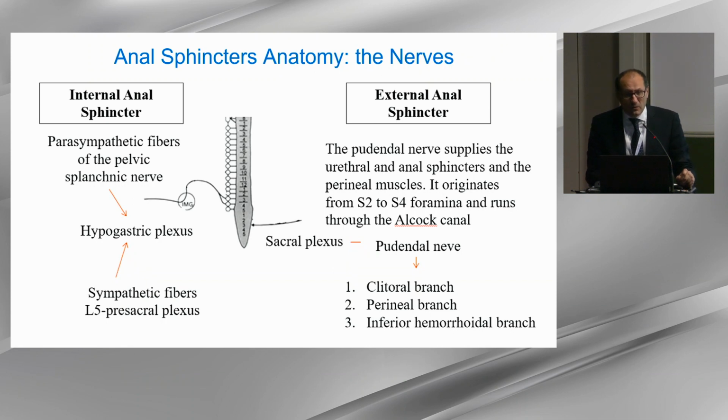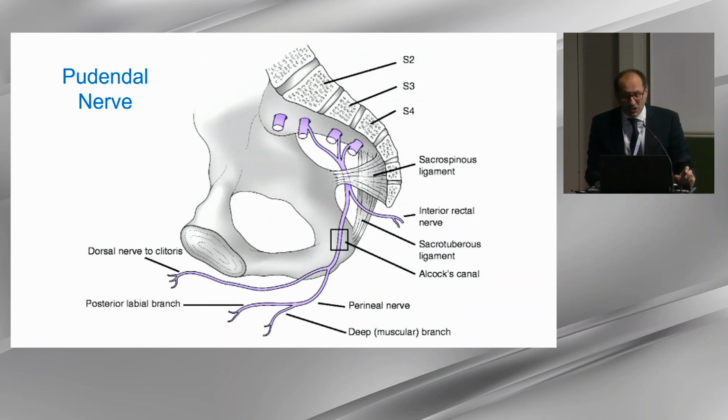And it's important to remember that the pudendal nerve has three different branches: the clitoral branch for the urethra, the perineal branch for the perineum, and the inferior hemorrhoidal branch for the anal canal. And these three branches are very important when we use sacral nerve stimulation, because the sensory and motor response, where we ask patients if they feel some sensation in the perineum, and if we can see the contractility of the anal sphincter, are due to these different branches of the pudendal nerve.